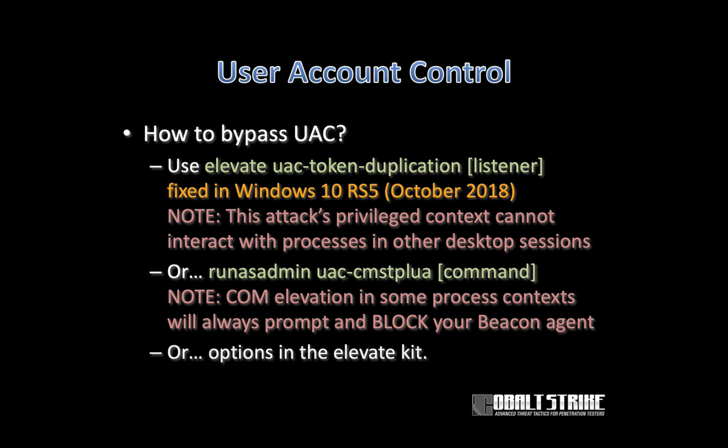Two options immediately available in Cobalt Strike that you might want to look at are UAC token duplication, that's an elevate option, and this will run a listener. It's also available via run as admin to run a command in a high integrity context. This option was addressed in Windows 10 Redstone 5, but what's really neat about it is that it doesn't really do anything that is a noisy system activity to assume these full rights. So where you can use it, it is an attractive option.